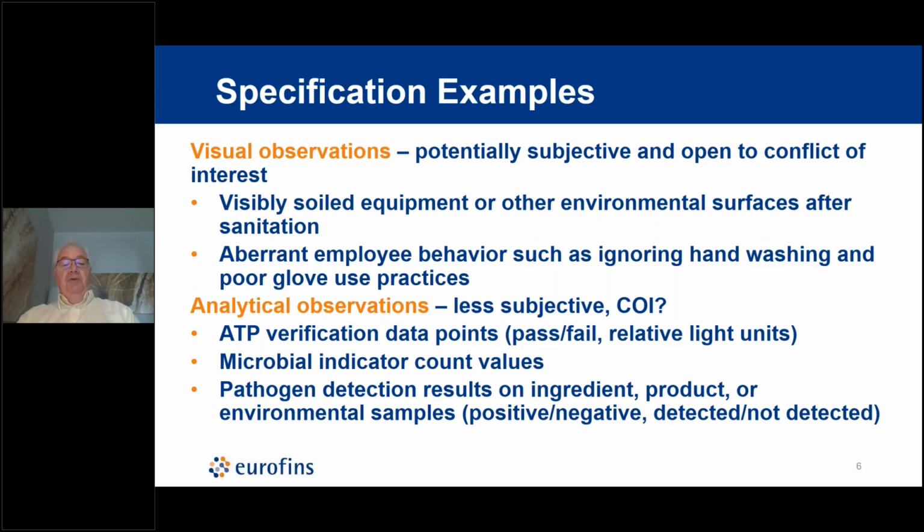So some examples would be using ATP to verify the cleanliness of surfaces. You could collect qualitative data. So you set a numerical threshold, and if the instrument says it passes, then it's a pass. If the relative light units exceed the threshold, then it would fail. You could also record the relative light units. Again, that gives you a quantitative measure of whether you're successful or not, and the degree of success or failure. You could generate data with microbial indicator counts, or you can also think about your pathogen detection results.